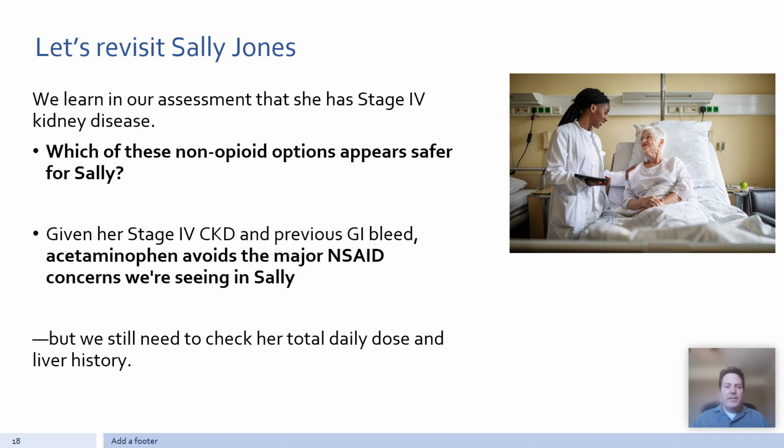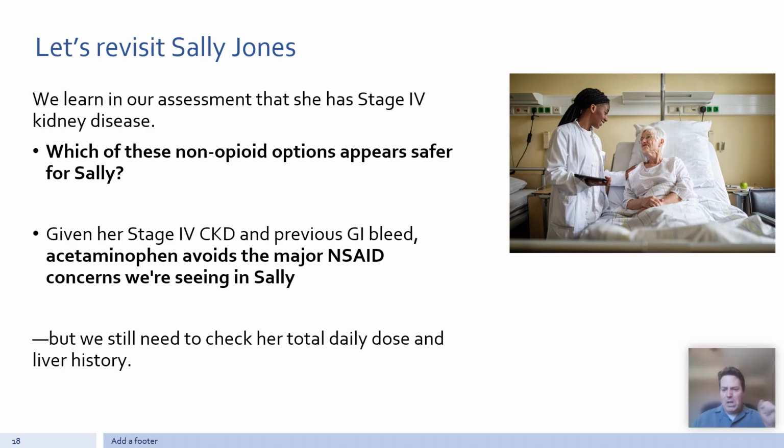So let's revisit Sally Jones. We learned in our assessment that she has stage 4 kidney disease. So which of these non-opioid options appear safer for Sally? Given her stage 4 kidney disease and a previous GI bleed, acetaminophen avoids those major NSAID concerns that we're seeing. But we still need to check her total daily dose.